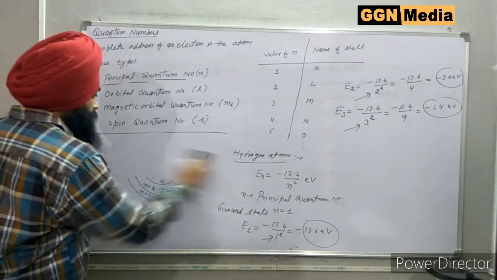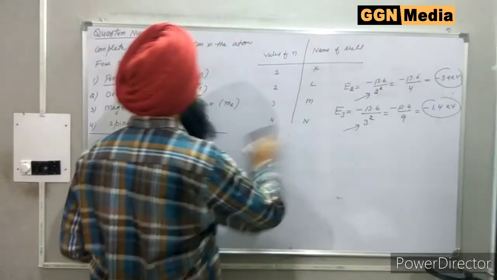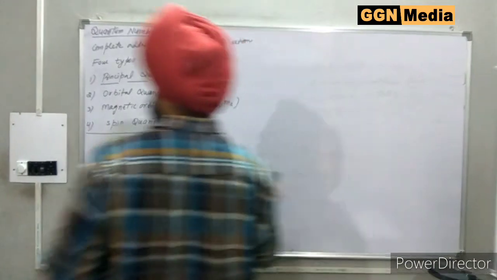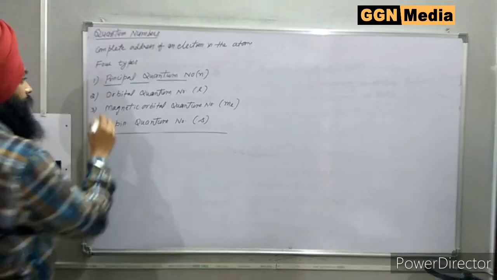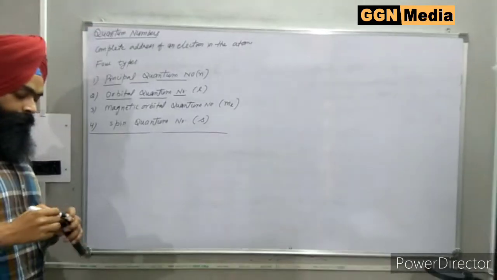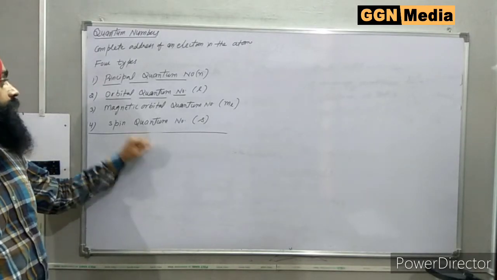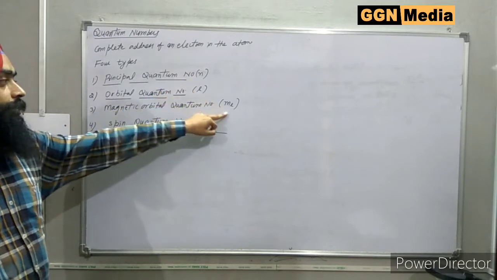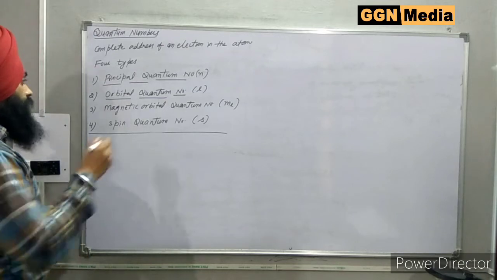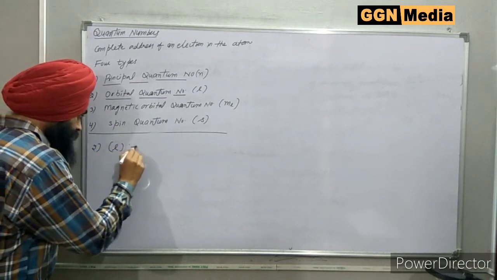So let us move to the second quantum number, which is called orbital quantum number, and it is represented by small l. It is very necessary to understand that these are only numbers and numbers have no units at all. So secondly, we have orbital quantum number l.